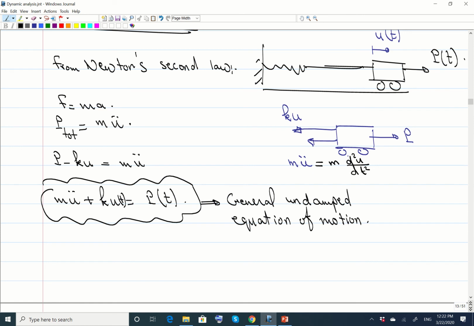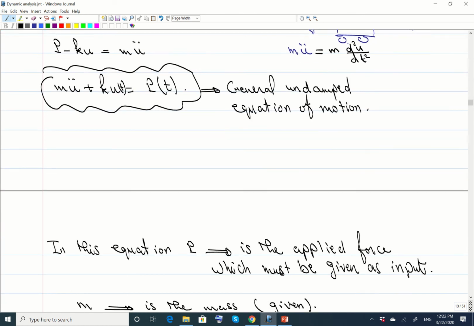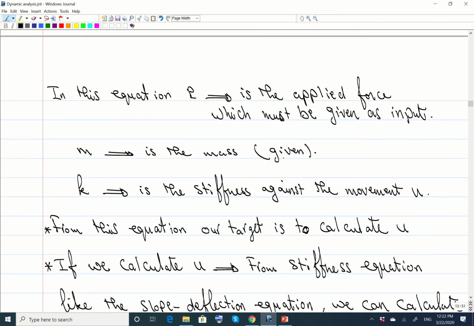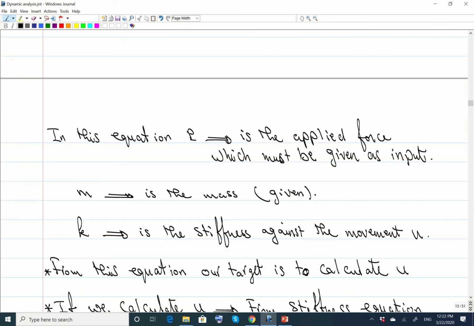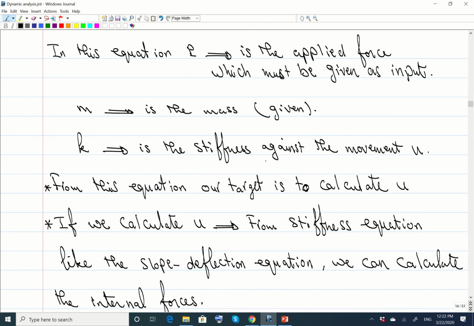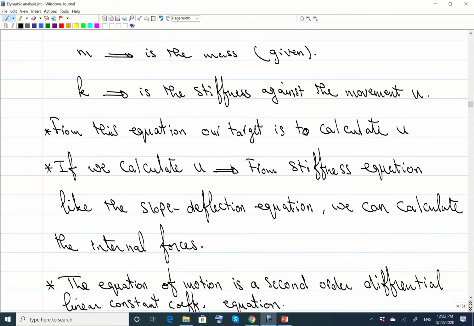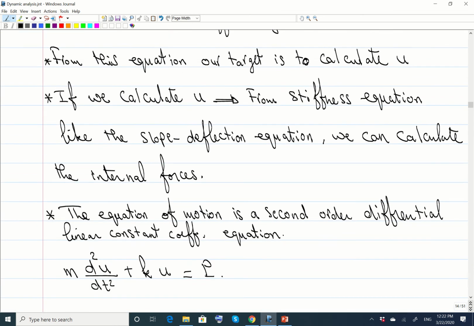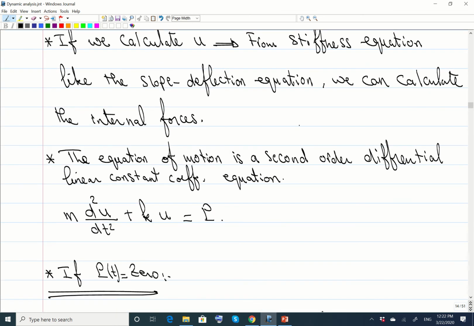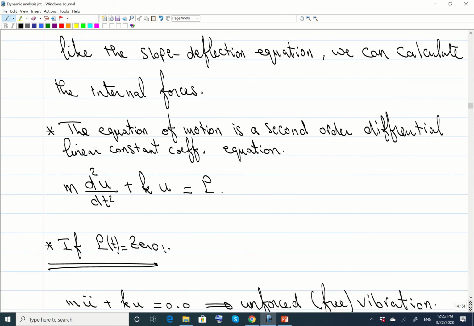This is called the general undamped equation of motion. This is the equation of motion that we want to solve, okay? So m is the mass of the structure or the mass of the floor. K is the stiffness, so that's why we spent some time at the beginning understanding the concept of the stiffness regarding horizontal force, and we learned how to calculate this. So K is the stiffness against the movement u, okay? And our target here is to calculate u. Once you find u, you can find the internal forces from the slope deflection equation or the stiffness method, okay?